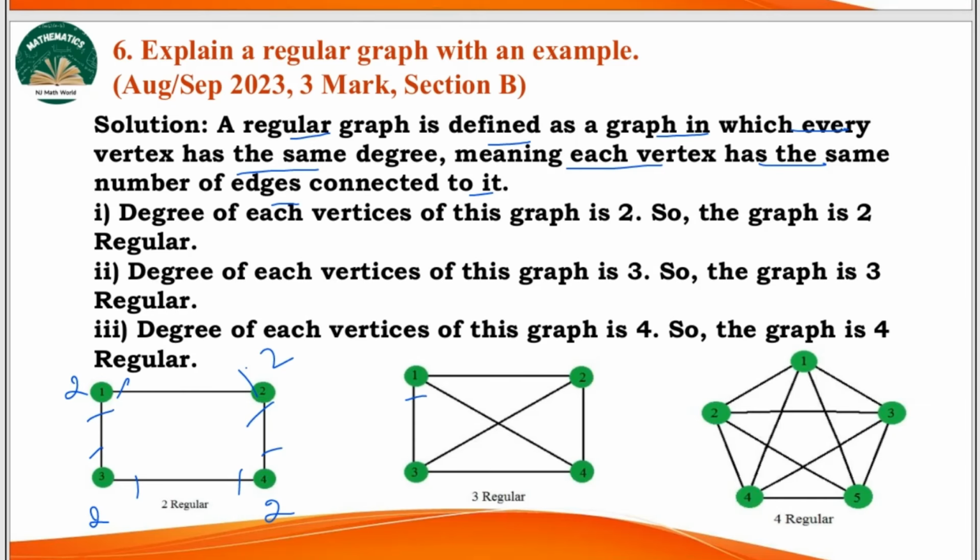Now if I move to the next one, I have 1, 2, 3 here, also 1, 2, 3 here, and here as well. So it is called 3-regular because all the vertices have degree 3. Then if I go to the next one, I have 1, 2, 3, 4.